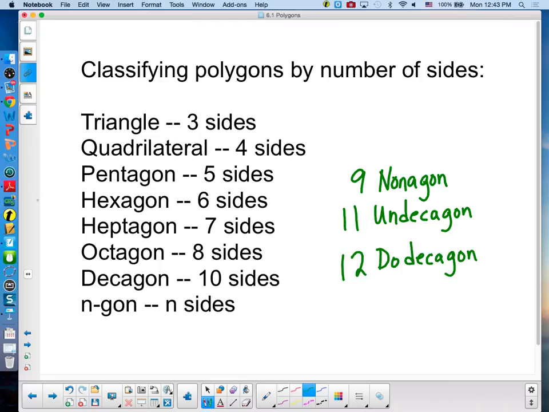Now, how I remember those two is it seemed to be kind of a Spanish connection in my mind. What's uno in Spanish? 1. And what's decagon? That's 10. So undecagon, in my mind, is like 1 plus 10, so 11 sides. And then, yeah, 12. Do reminded me of dos. So dos plus deca would be 12.